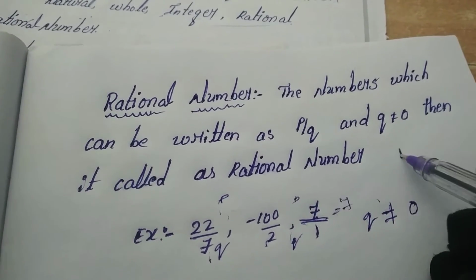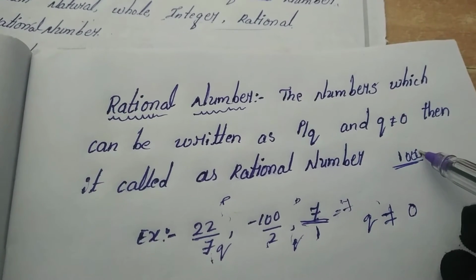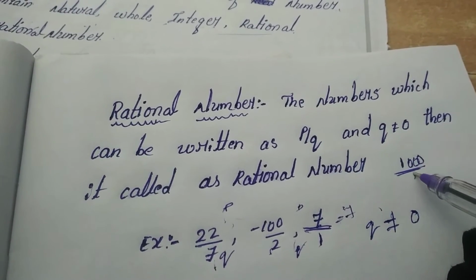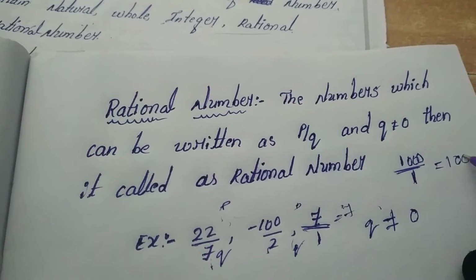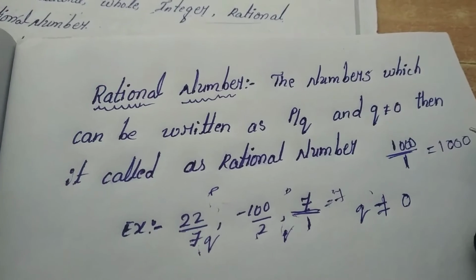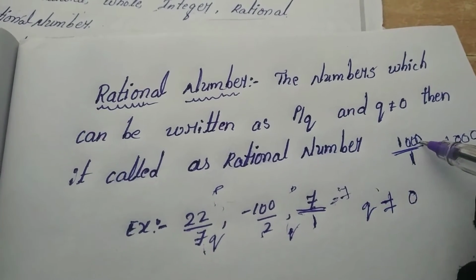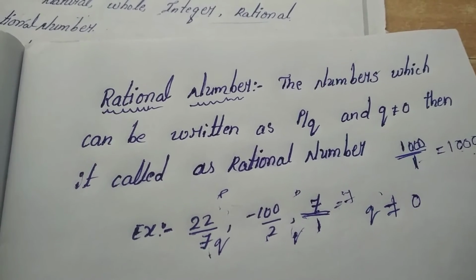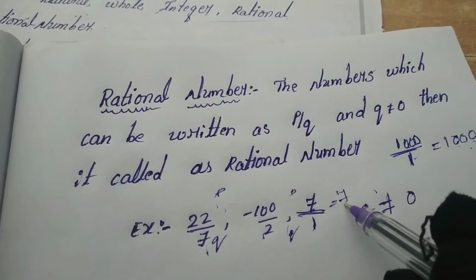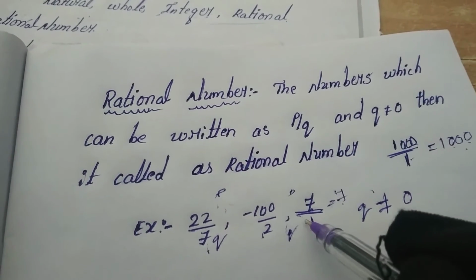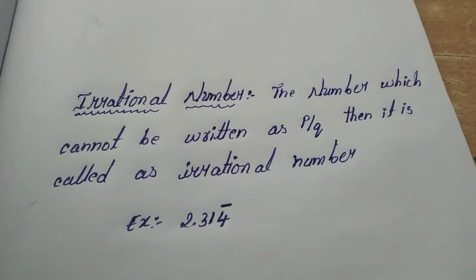Similarly, take 1000. When we divide 1000 by 1, it equals 1000 only. Nothing will be different. 1000 divided by 1 is equal to 1000 only. Here 7 by 1 has the value 7 only. That's why we can say that 7 is also a rational number.